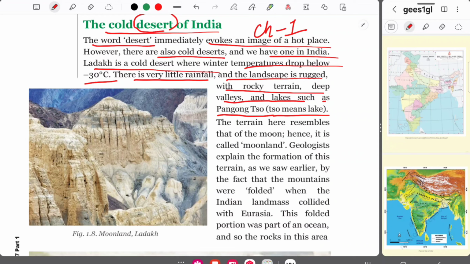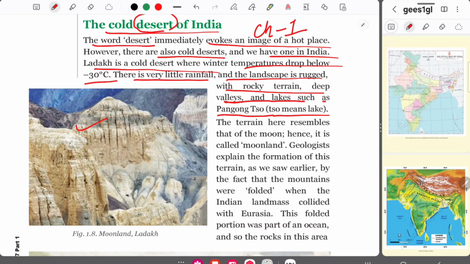And there is very little rainfall. Desert means little or no rainfall, because there is always a scarcity of water. In a desert it is not possible to practice farming and agriculture, so things are available very less, and most of the things are brought from other states. The landscape here is very rugged, as you can see in this picture also, with very rocky terrain. The topography is very rocky, and we have deep valleys and lakes such as Pangong Tso, which is a famous lake.